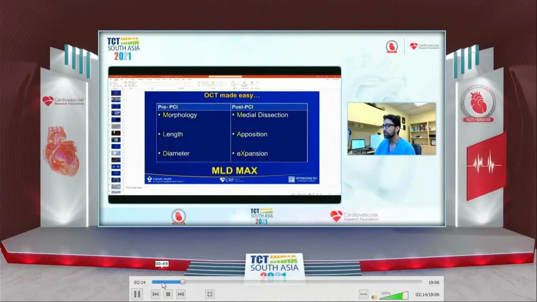So how do we make OCT easy, or in fact, how do we make intravascular imaging easy? We really need to focus on those areas that have evidence to suggest large relative risk reductions in PCI complications and improve PCI outcomes. So we know that in the pre-PCI, we need to understand the morphology, specifically.